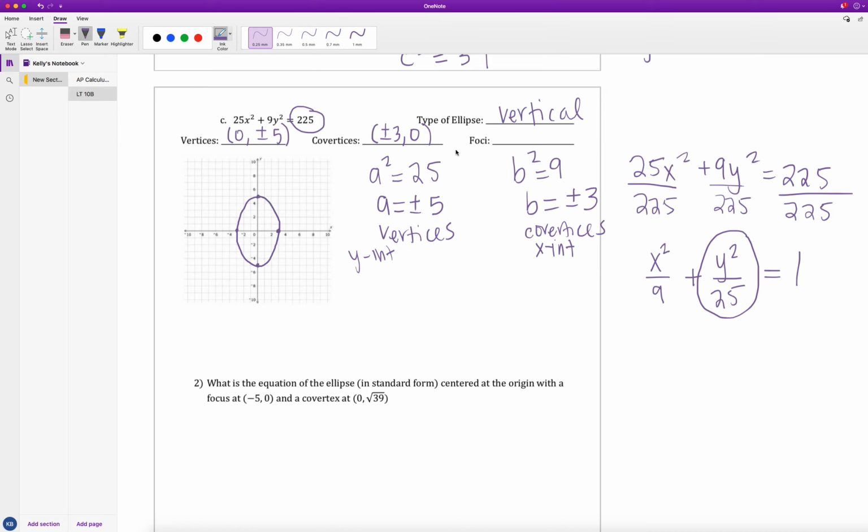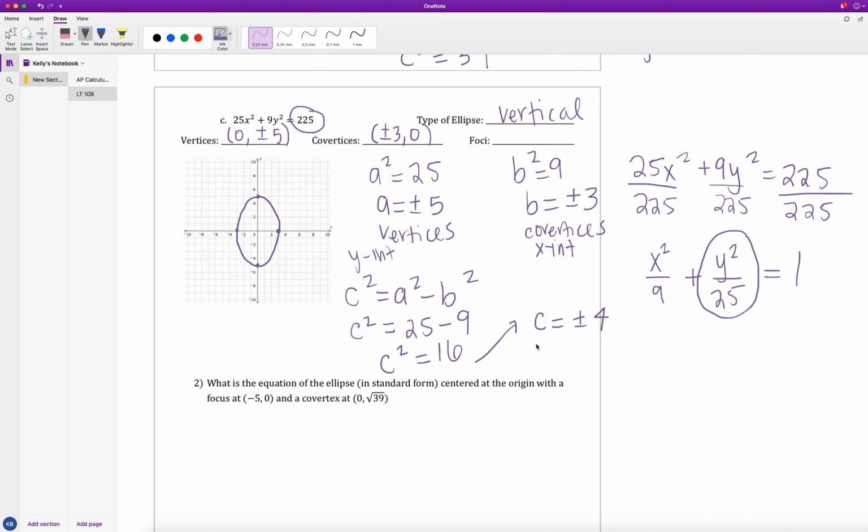The last piece we do have to find is our foci. To get those, it's my c value. So we're going to use c squared equals a squared minus b squared. So subbing in, I know that I have 25 minus 9. So c squared is going to be equal to 16. Now when I square root that, I end up getting c to be plus or minus 4, since 16 is a perfect square.